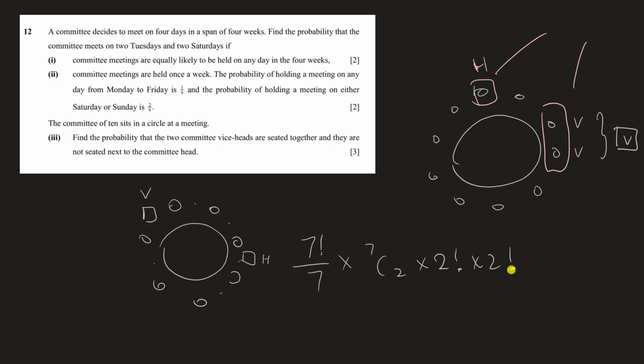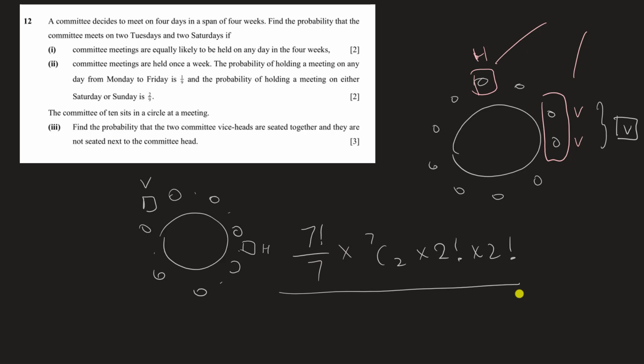Now they ask probability, right? So you got to divide by the total unrestricted ways, which is just 10 factorial over 10. Press this in your calculator, you get 1 over 6. And then you're done with this practice paper.